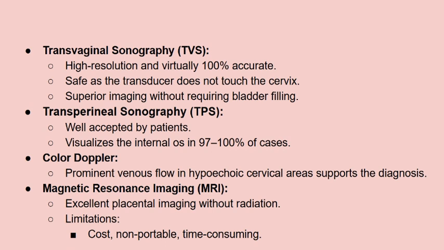Other ones that you can do are the transvaginal ultrasound, transperineal ultrasound, color Doppler along with your ultrasound. Those can help detect venous blood flow within the areas of the placenta, which supports your diagnosis. And if you're in a center that has the facilities for such, you can do an MRI, but this is usually considered unusually costly and time consuming.